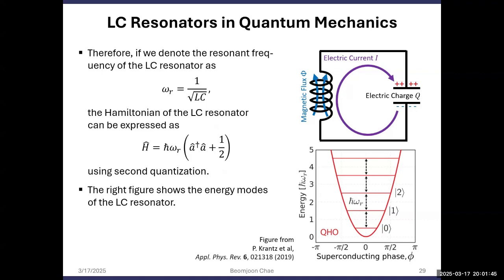And in this case, we can describe the dynamics as a quantum harmonic oscillator, and then the Hamiltonian is going to be like this. When we draw a figure of the energy modes of the LC resonator, it is going to be like this. So yes, this is the quantum mechanical description of LC resonator circuits.